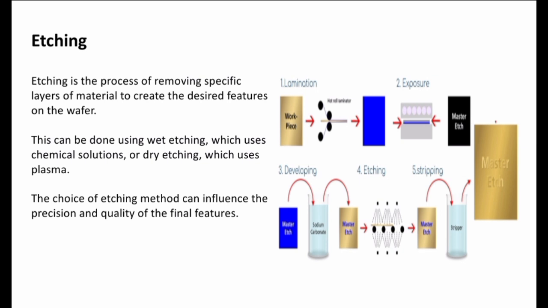Etching is a process of removing specific layers of a material to create desired features on a wafer. This can be done using wet etching, which uses chemical solutions, or dry etching, which uses plasma. The steps involved in etching are given in the figure: the first step is lamination, the second is exposure, the third is developing, the fourth is etching, and the fifth is stripping. The choice of etching method can influence the precision and the quality of the final features.